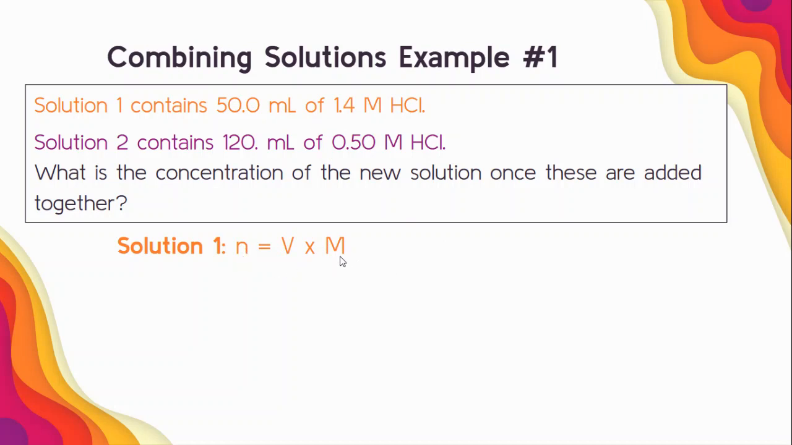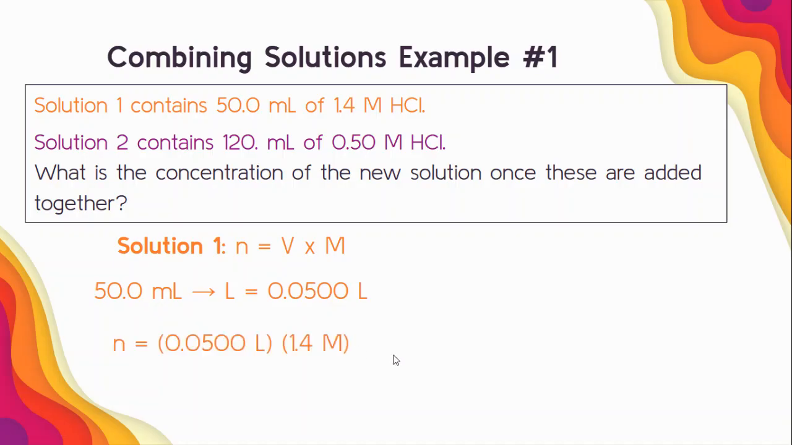So I'm going to utilize the equation n equals V times M. I'm going to convert my volume into liters because I'm using the molarity equation. So 50 milliliters, move the decimal 3 spaces to the left to get 0.0500 liters, because again, I need to maintain proper sig figs. So I need 3 still. I can plug that into the equation with the 1.4 molar number that I have, and I would get that my moles is 0.07 from solution 1.